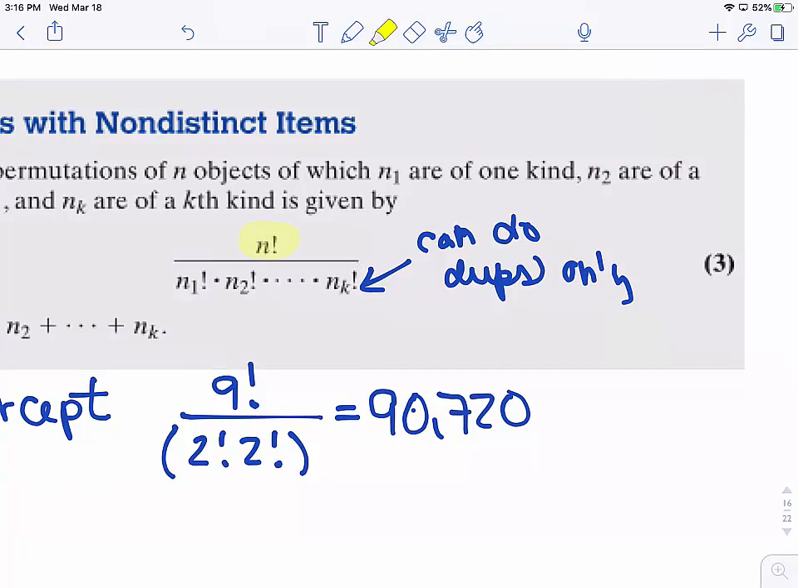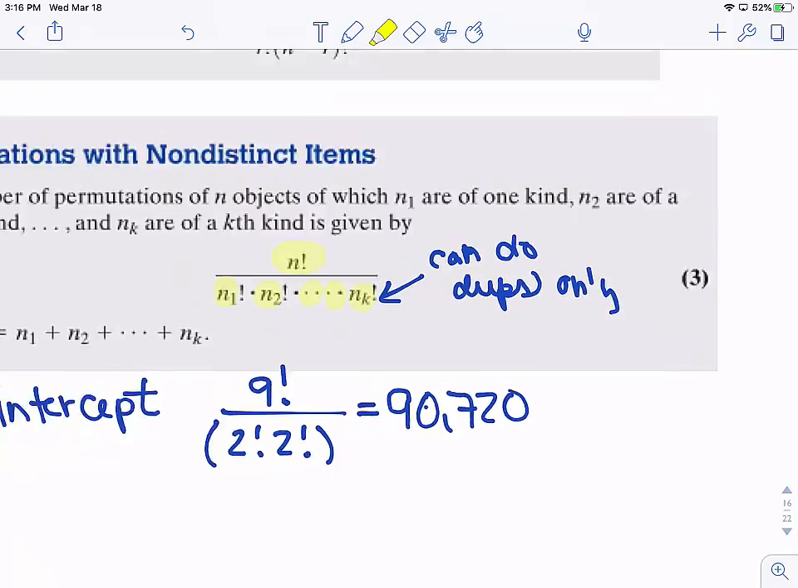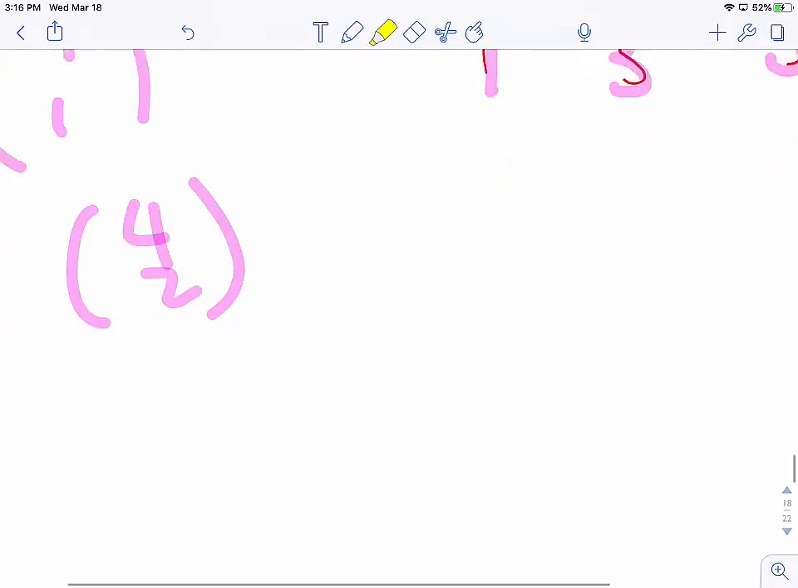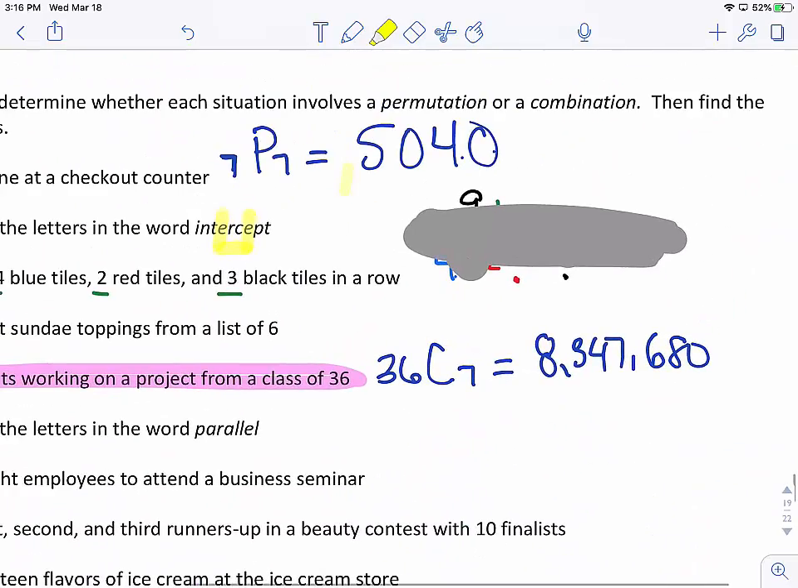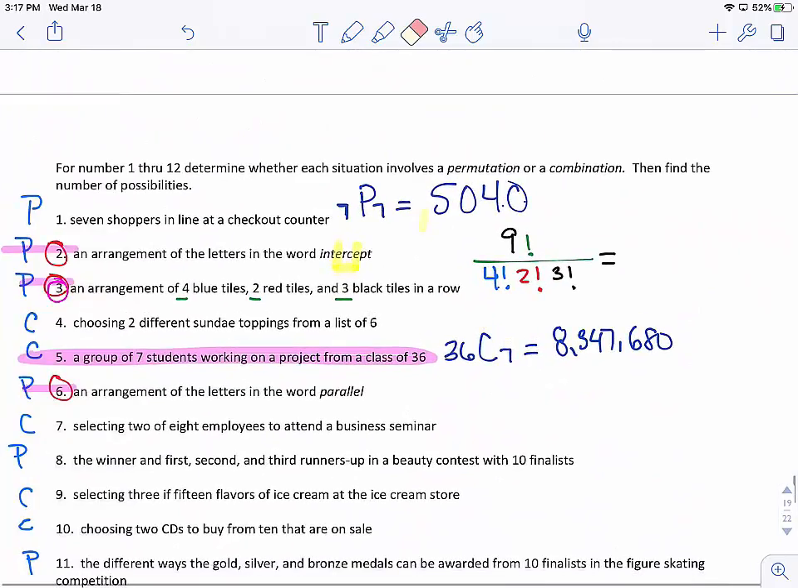You put the total number on the top and then divide by factorials for each thing you have. So let me show you here. Okay, we have 9 tiles. Okay, 4 plus 2 plus 3, so that's your total. But some of them were duplicated, so we're going to divide by 4 factorial because 4 were blue, 2 were red, and 3 were black.